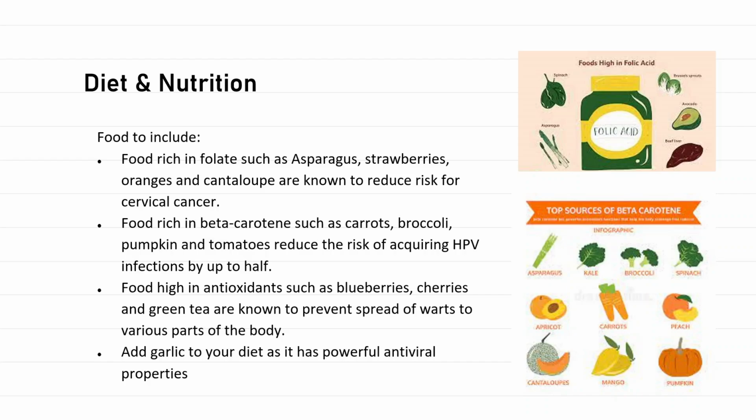These are also good ones to prevent the spread of warts. Add garlic to your diet. Garlic does not only have antiviral, it has antibacterial, antifungal, and everything anti, it has those properties. Daily add garlic to your diet.